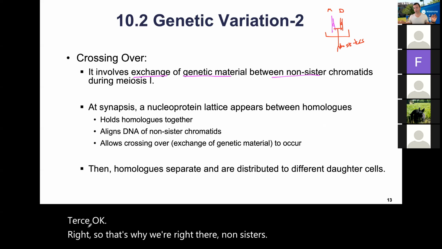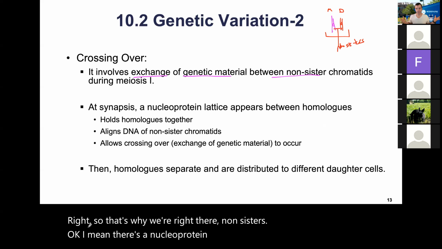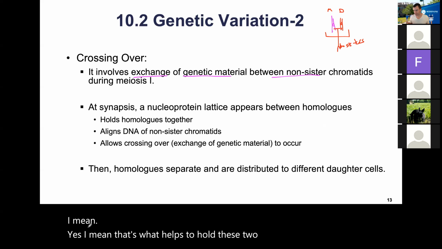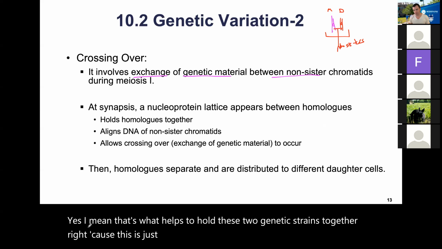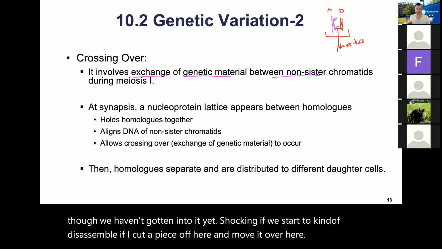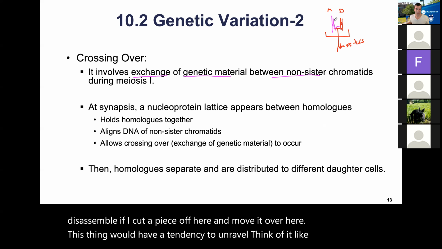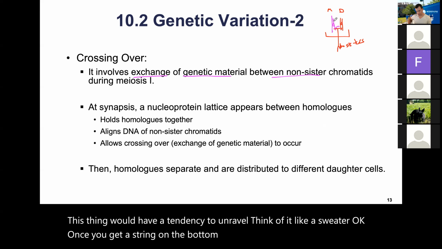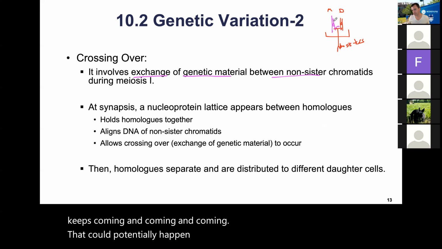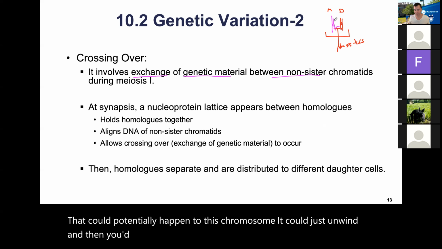Okay. There's a nucleoprotein lattice. Yes, that's what helps to hold these two genetic strands together, right? Because this is just a gene, right? This is a chromosome. And if we start to disassemble, if I cut a piece off here and move it over here, this thing would have a tendency to unravel. Think of it like a sweater. Once you get a string on the bottom of your sweater, if you try to pull it off, it just keeps coming and coming and coming. That could potentially happen to this chromosome. It could just unwind and then you'd be in a bad place.